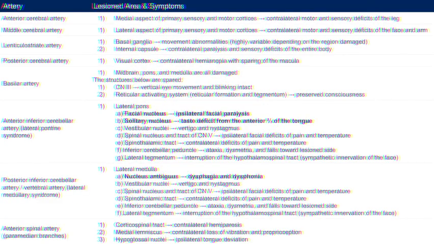From table 8.4, we can see that an occlusion of the anterior cerebral artery results in damage to the medial aspect of the primary sensory and motor cortices. This results in contralateral motor and sensory deficits of the leg.